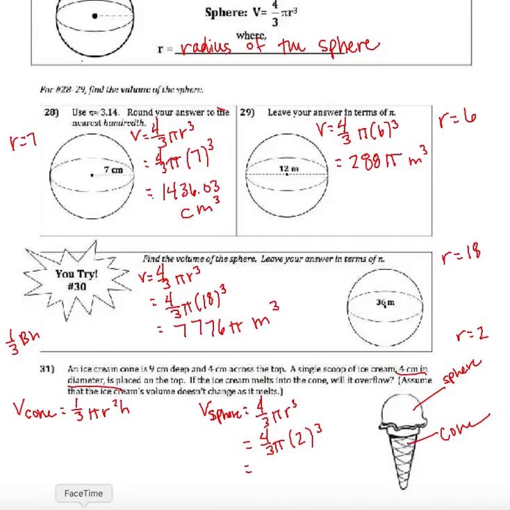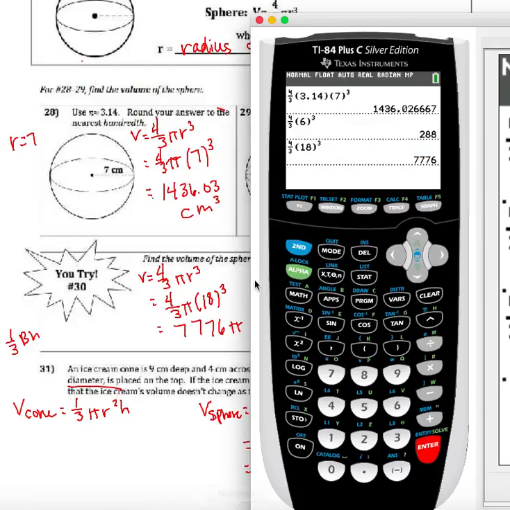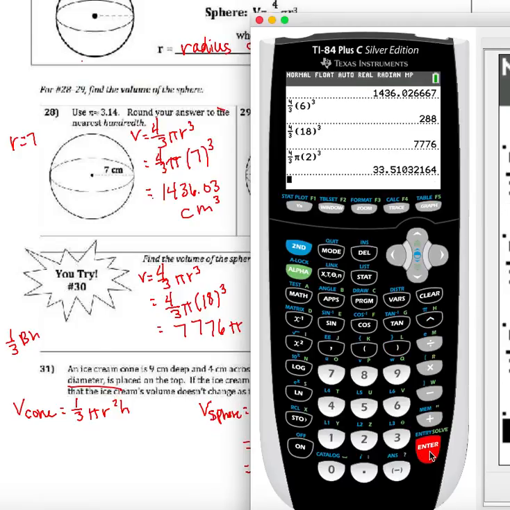So let's plug it in our calculator. Alpha y equals, we're going to do 4/3, do our pi, which is a second caret. Then we're going to do 2 to the third, and then enter. Whenever we do that, we get 33.5.